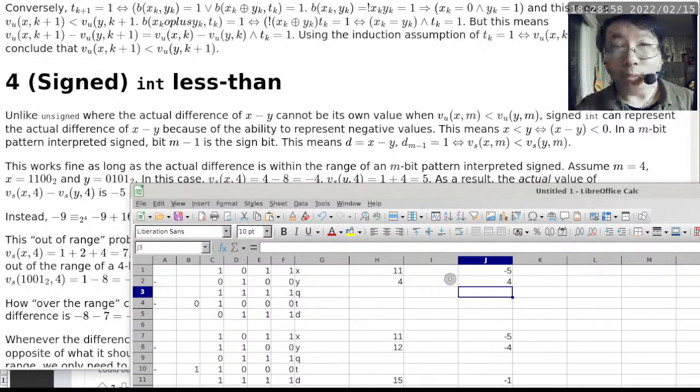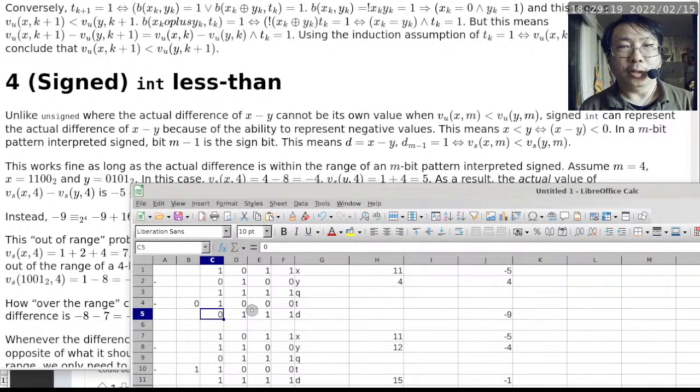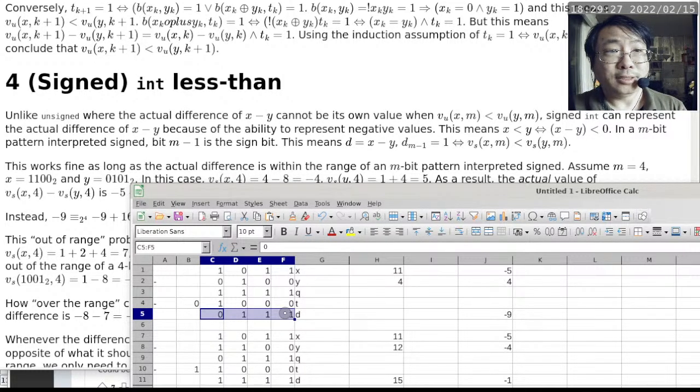Just like before, negative 5 minus 4 is what? Come on, what is negative 5 minus 4? It is supposed to be negative 9. Supposed to be negative 9. And then you look at this bit pattern here and go, that doesn't look like negative 9. In fact, is negative 9 within the range of a 4-bit signed integer?